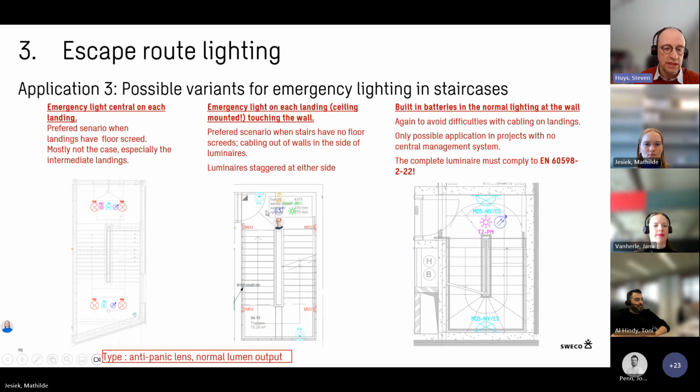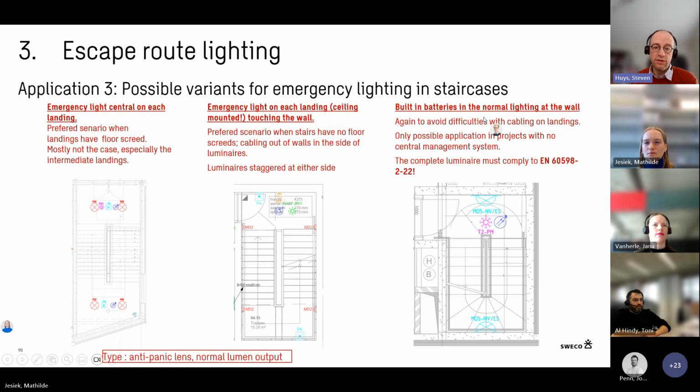So you have other possibilities. One possibility is that you place the luminaires against the walls, but at the ceiling. Then the cabling can come out of the walls, and there is no cabling visible. Of course, if visible cabling is not an issue, there is no problem. This applies only in cases where visible cabling is an issue. And of course, you must stagger the luminaires at either side of the landings.